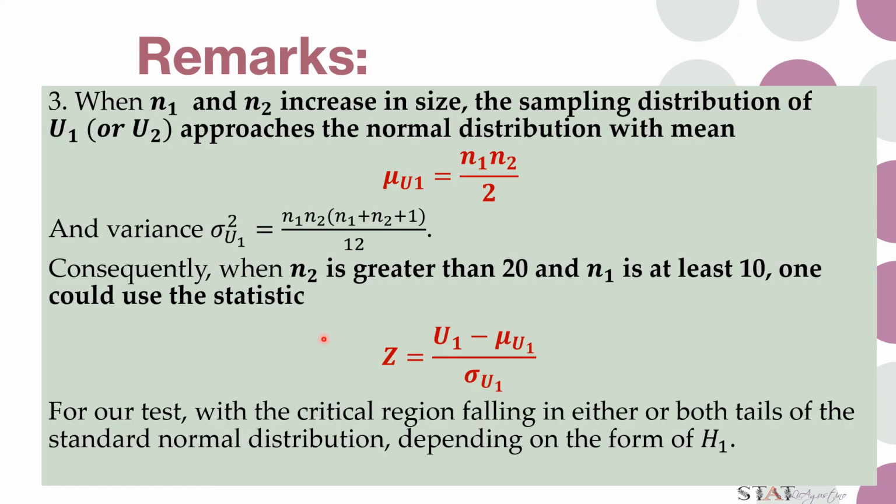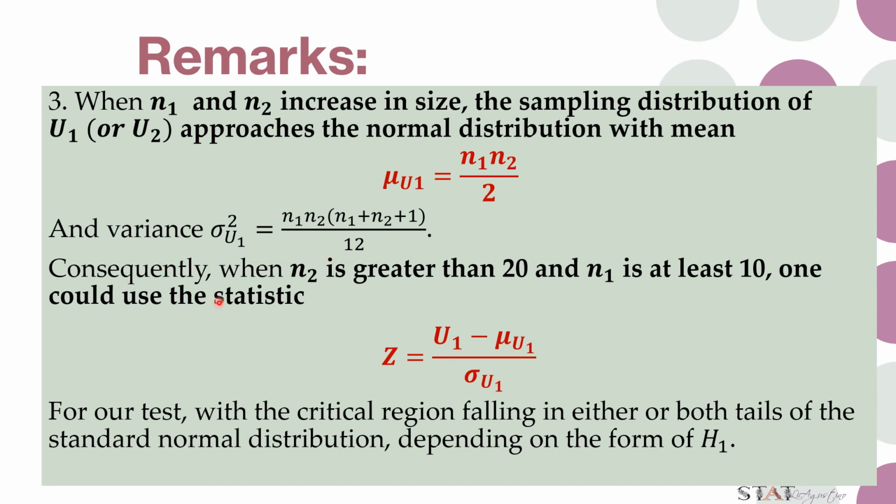And then when N1 and N2 increase in size, the sampling distribution of U1 or U2 approaches the normal distribution with mean computed as this: mu U1 is equal to N1 multiplied by N2 divided by 2. And the variance is in this formula.